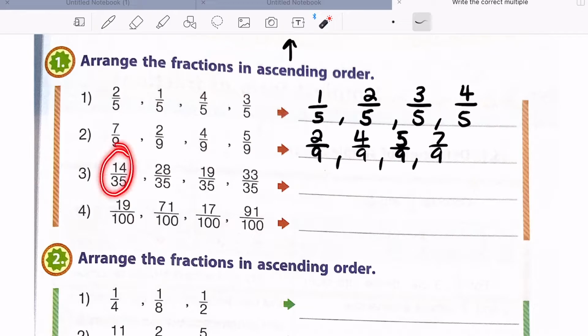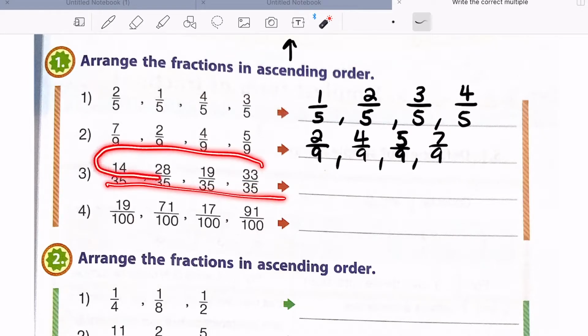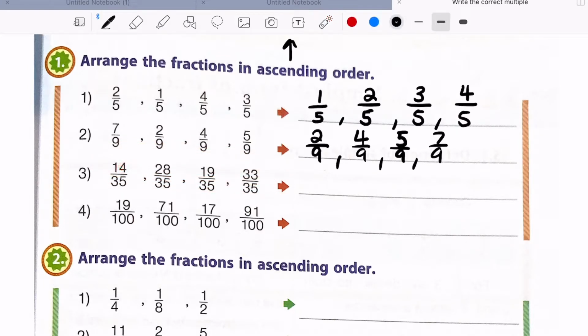We have 14/35, 28/35, 19/35, 33/35. So 35 is all the same, so we don't look at that. We just look at the smallest number on top. Which one's the smallest number on top? We see 14. So we're going to write 14/35.